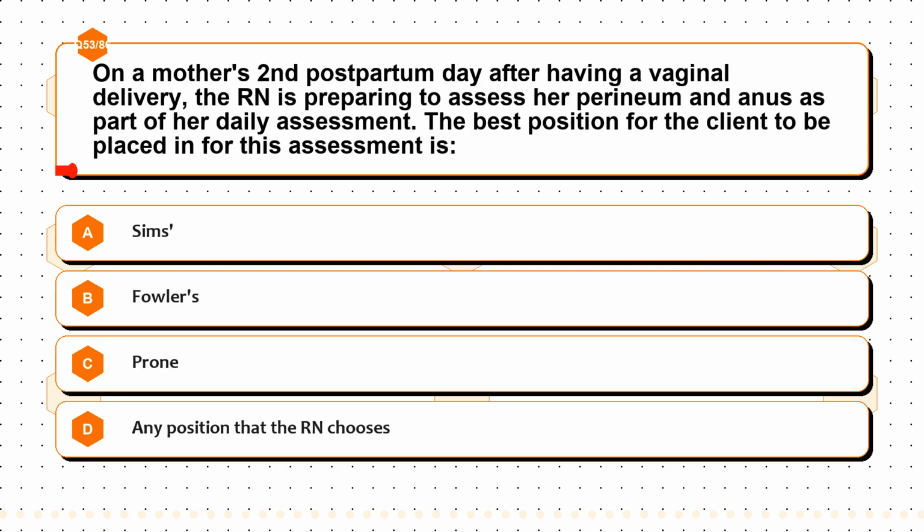Question 53. On a mother's second postpartum day after having a vaginal delivery, the RN is preparing to assess her perineum and anus as part of her daily assessment. The best position for the client to be placed in for this assessment is, here are the options. Option A, Sims. Option B, Fowler's. Option C, Prone. Option D, any position that the RN chooses.